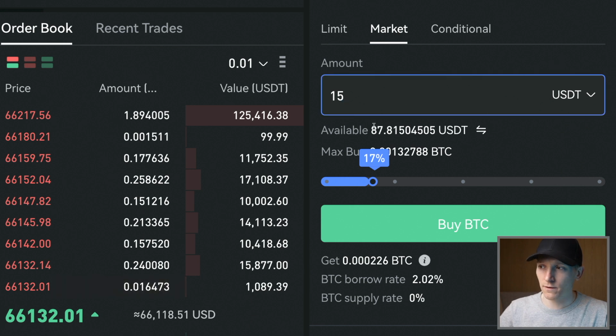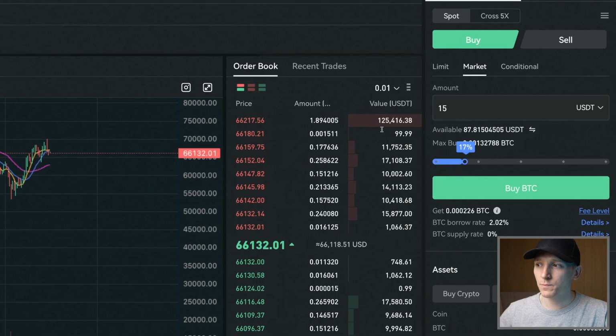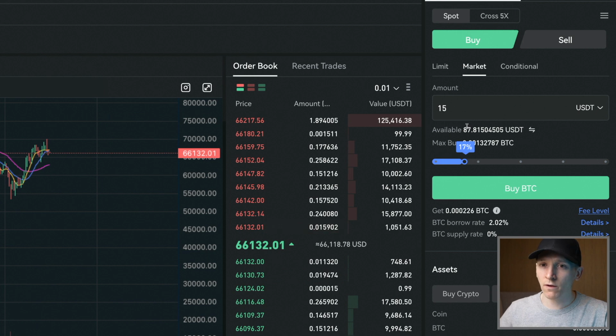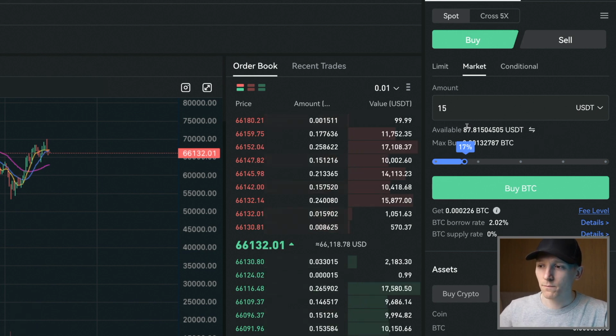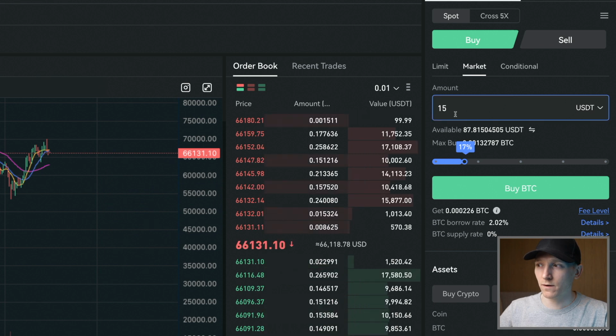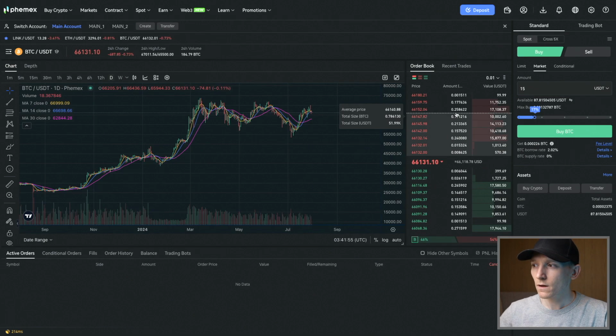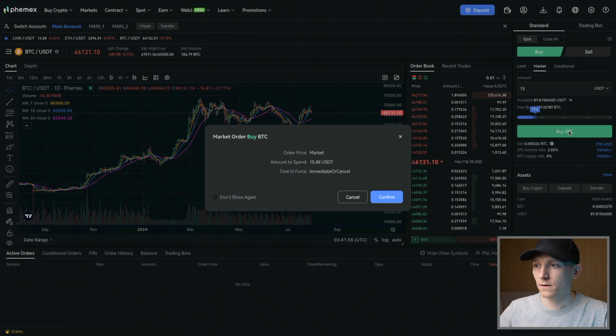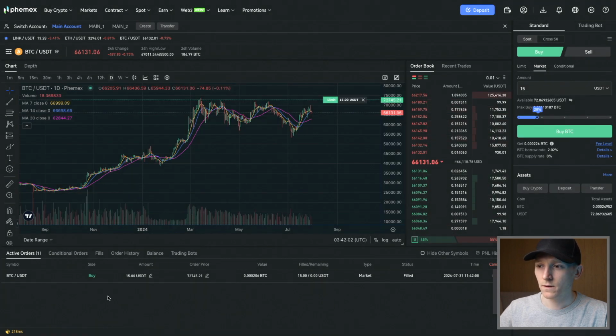I want to buy this amount of dollars, right? So how much BTC am I going to get? It can't tell me exactly because this price is changing, as you can see. And all I'm telling it is I want to buy $15 worth. So what I'm going to do is press buy BTC here. It's going to check with me. I press confirm, right? And that will go through and that will trade, pretty much instantly.